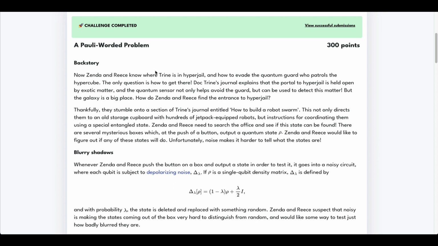This is problem 21 of the QHack 2023 Quantum Coding Challenges, and this one is entitled A Pauli-Worded Problem. Now I would say this challenge is probably one of the hardest problems in the whole series, specifically because we need to understand a lot of different concepts to be able to solve it. So what I want to do in this video is go through each of these different ideas that we need to understand, and then start coding things up in PennyLane.